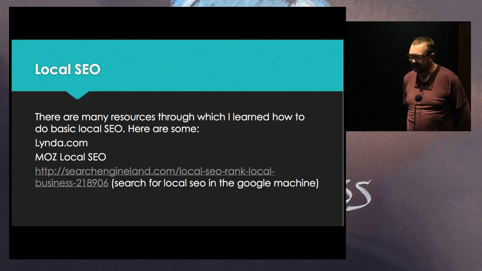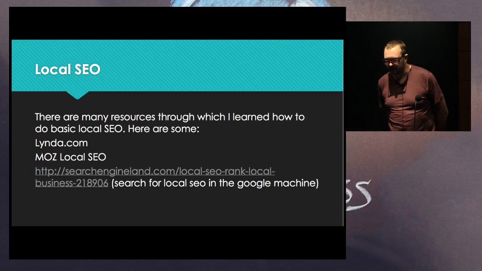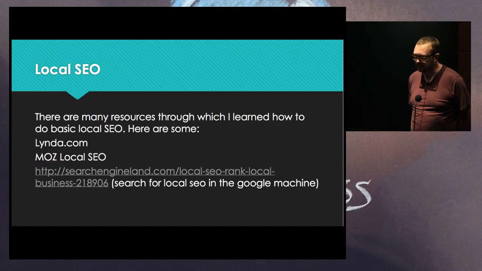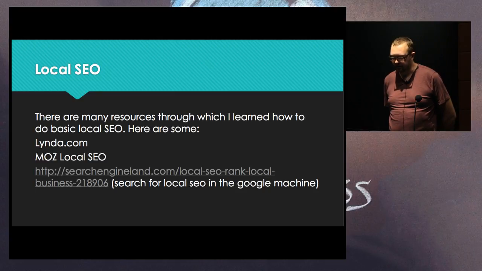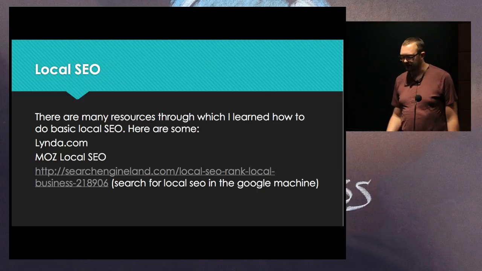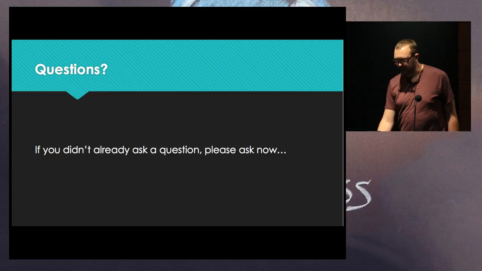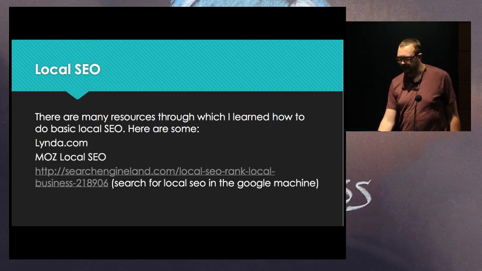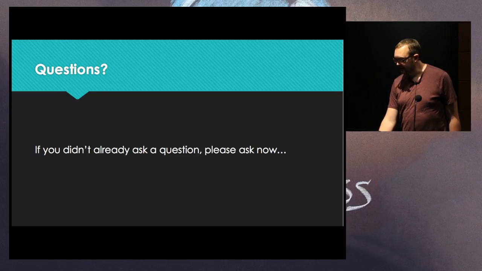Local SEO. Here are some resources from which I've learned to do local SEO. Lynda.com was a good one when I was learning everything WordPress back in the day. Moz local SEO is good. And this one, Search Engine Land, local SEO, local business, it's the first one that comes up if you search local SEO in your Google machine. So just search for it if you want to learn about local SEO. It helps a lot. And that's basically it.